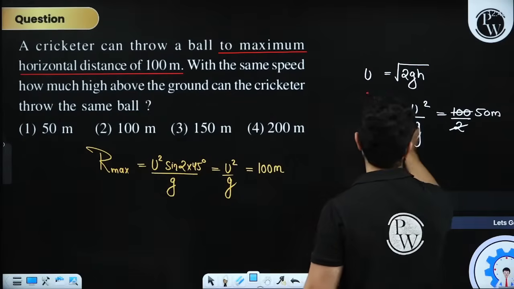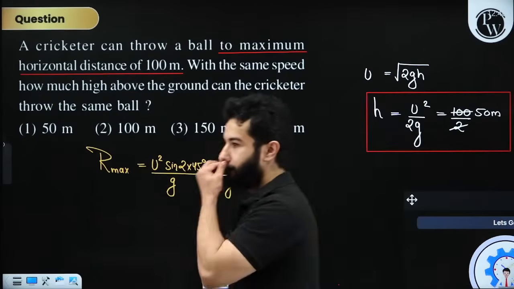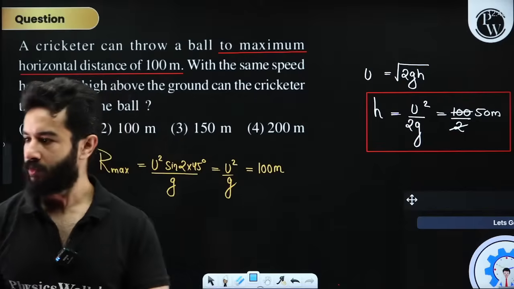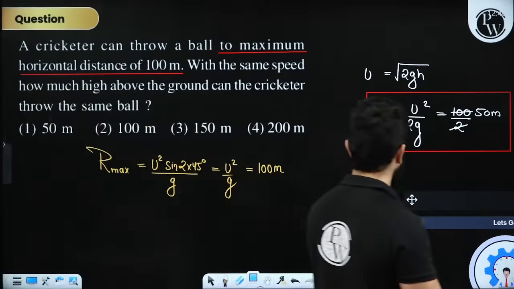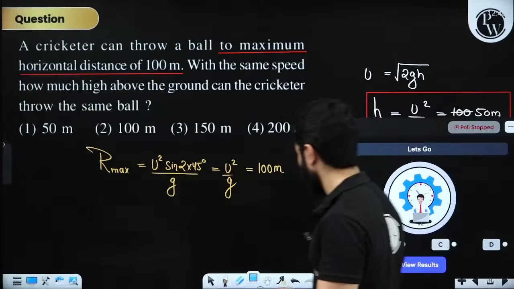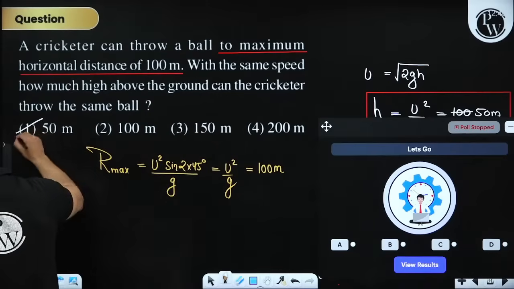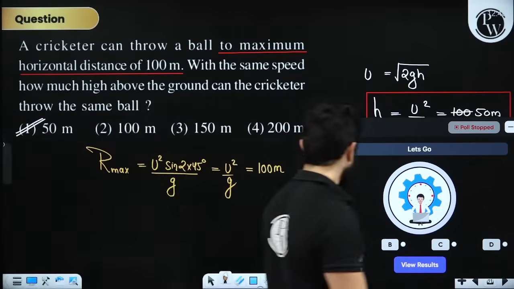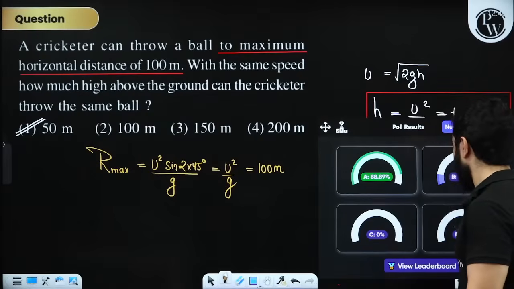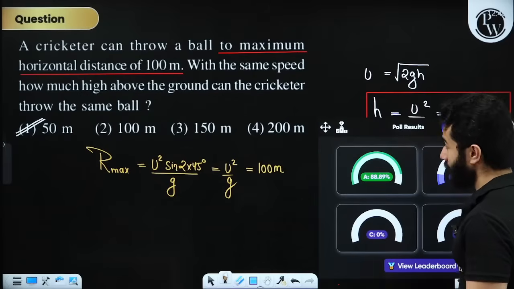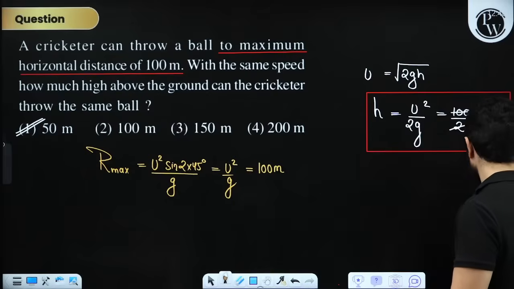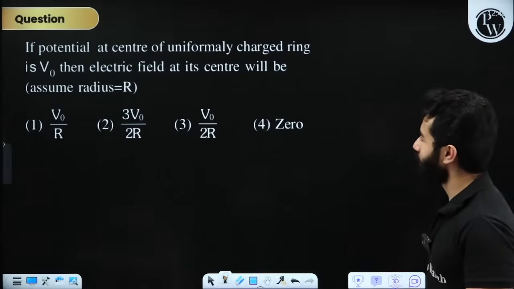Done? Clear? Sorted? Can we move on to the next question now? So 50 meters is the correct answer. A very easy peasy problem. Very good. Very nice. Some of you thought 100. Obviously, that's not going to be the correct answer. Moving on to the next question.